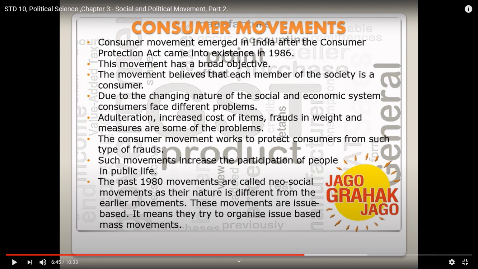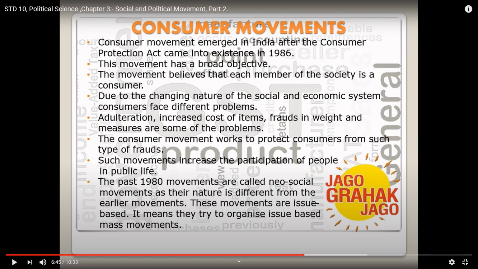This movement has a broad objective. The movement believes that each member of the society is a consumer. Due to the changing nature of the social and economic system, consumers face different problems. Adulteration. Adulteration means, for example, milk is there, water is mixed in that, that is called adulteration. Or for example, you are buying certain grains, but in that you get a lot of stones and other things, that is adulteration. Increased cost of items.